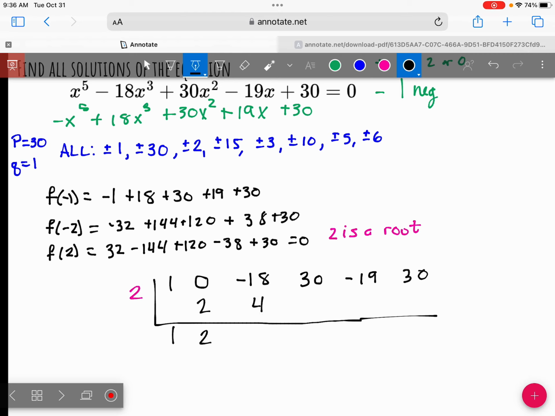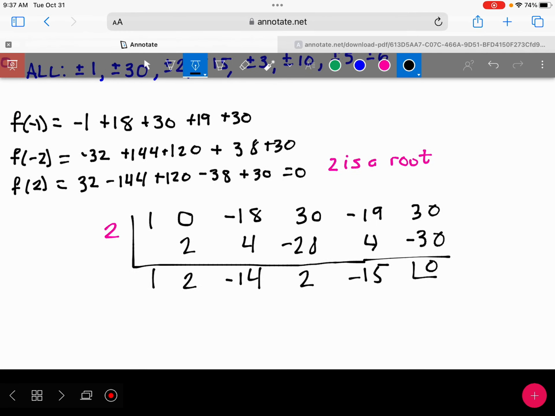We're going to work our way across. Negative 14. Negative 28, which gives us a positive 2, a positive 4, a negative 15, and our negative 30. We wind up with a remainder of 0, which is what we need to have. That proves that we did it right.